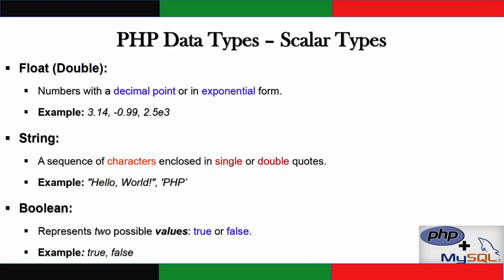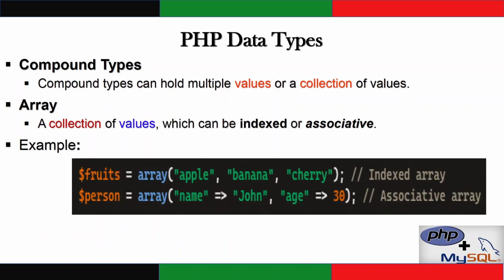Then the Boolean types: these are the yes and no, or in other words, true and false. So if your result ends up in true or false, then you know that you're dealing with a Boolean scalar type.